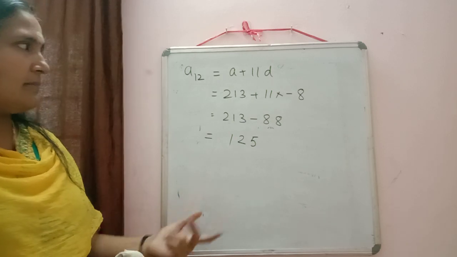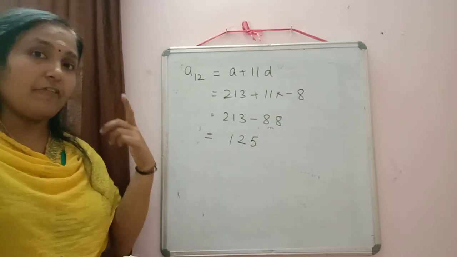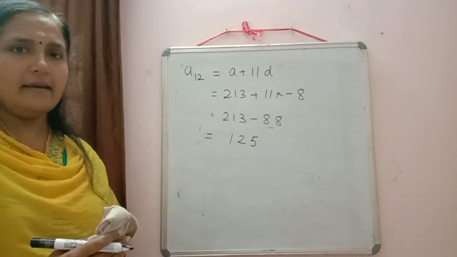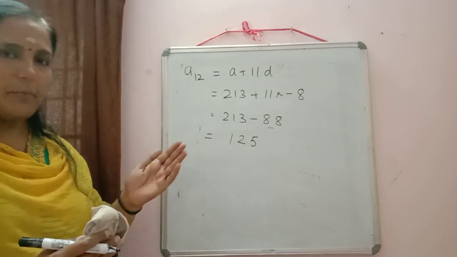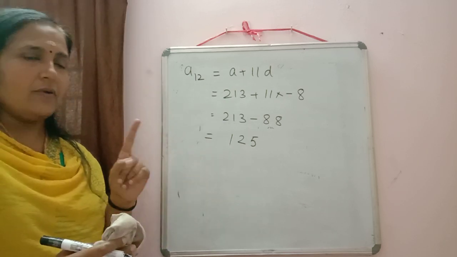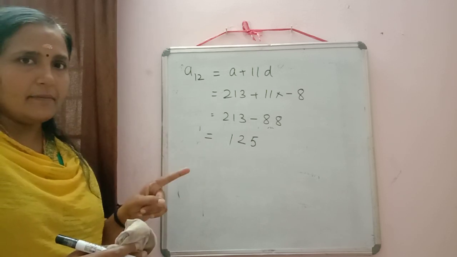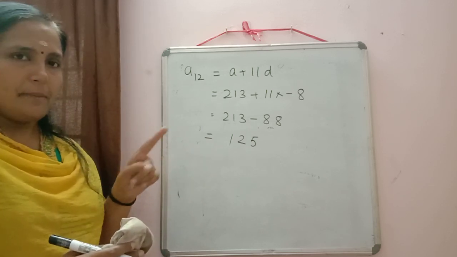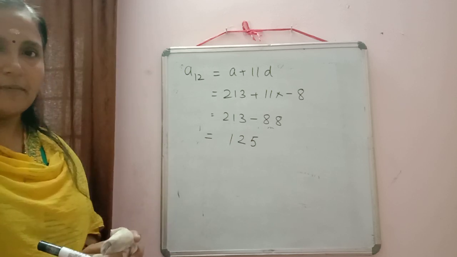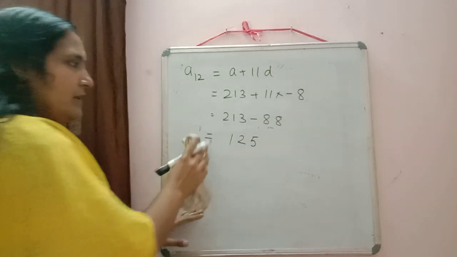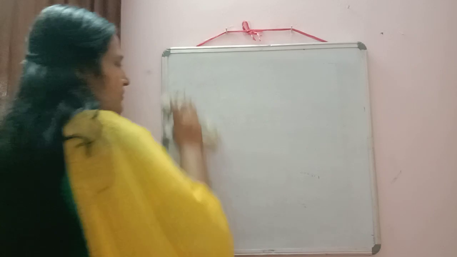So to calculate the middle term, we used the concept of median, which we studied in 9th class. If the number of terms is odd, then only one middle term will be there, and that middle term we calculated by the formula (n plus 1) by 2th term. One more question we can do of that type.